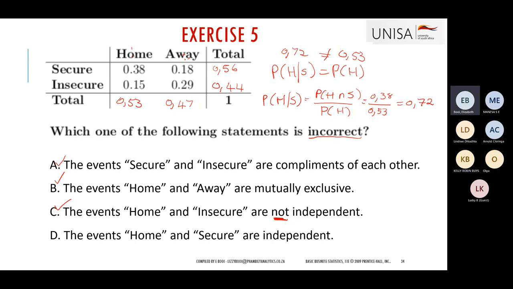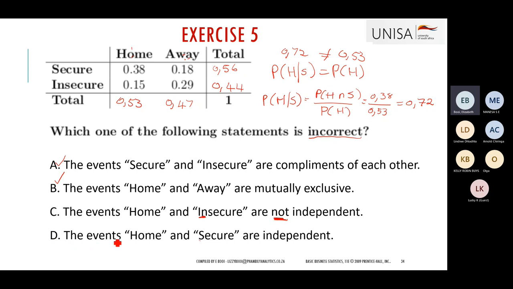Oh, actually, I used the wrong thing. Wait. We were supposed to prove insecure. Oh, gosh, insecure. Sorry, my bad. I don't want to remove it because of the next one. OK, let's think of it this way. We have solved number D. So let's go to number D.